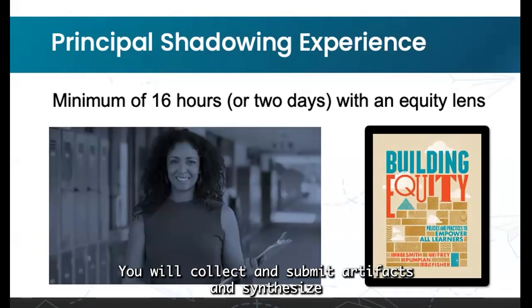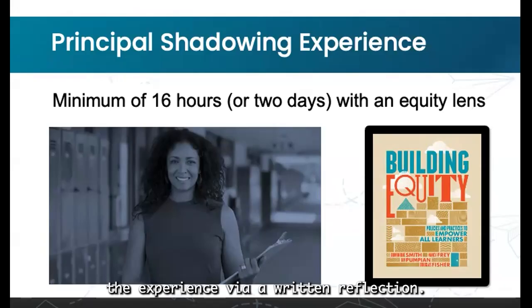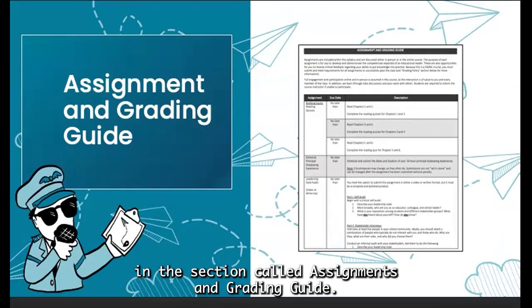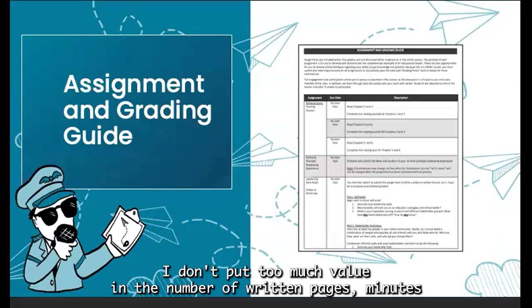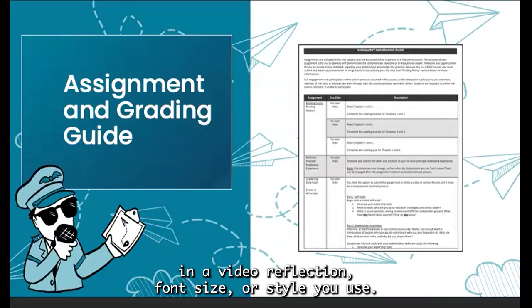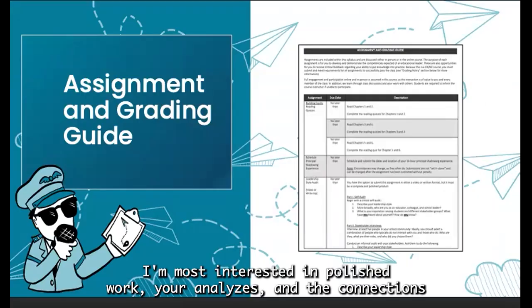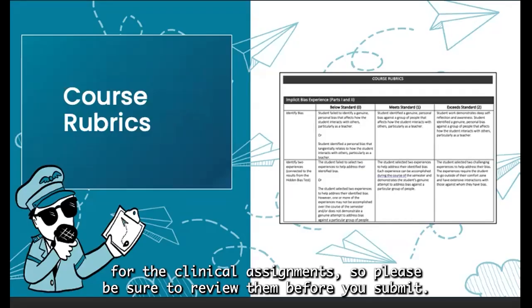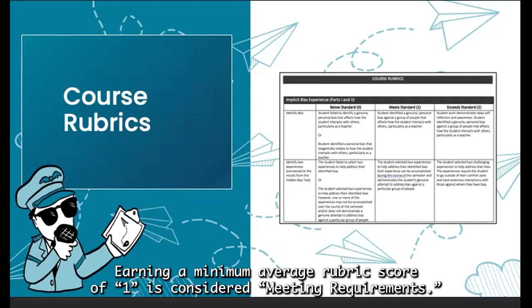You will collect and submit artifacts and synthesize the experience via a written reflection. You may find detailed information about each assignment in the syllabus in the section called Assignments and Grading Guide. I don't put too much value in the number of written pages, minutes in a video reflection, font size, or style you use. I'm most interested in polished work, your analyses, and the connections you make to your leadership development, course materials, and activities. There are rubrics in the syllabus for the clinical assignments, so please be sure to review them before you submit. Earning a minimum average rubric score of 1 is considered meeting requirements.